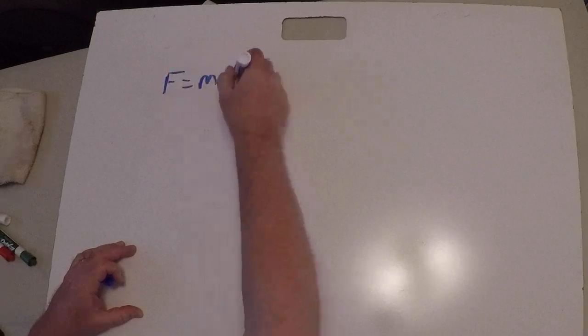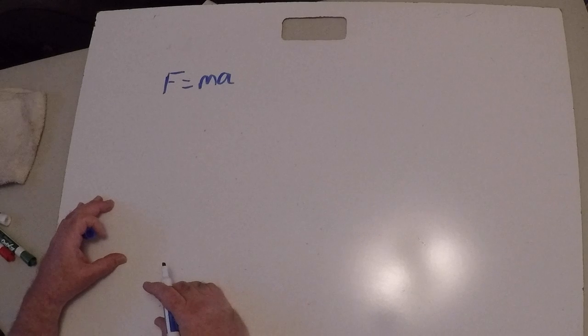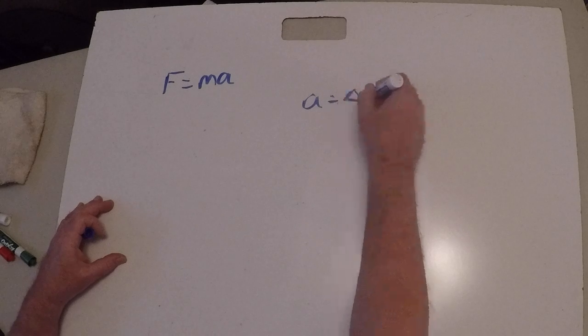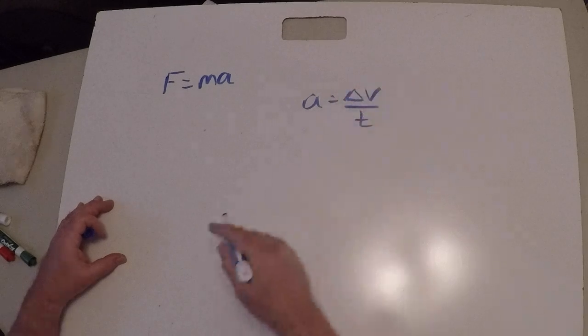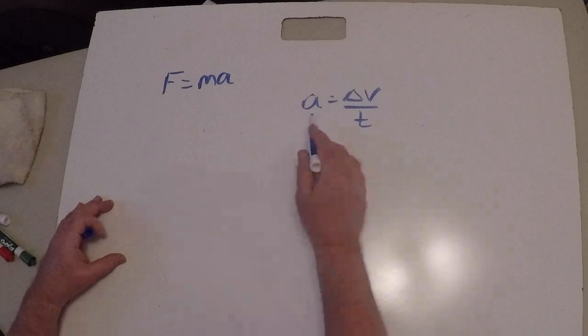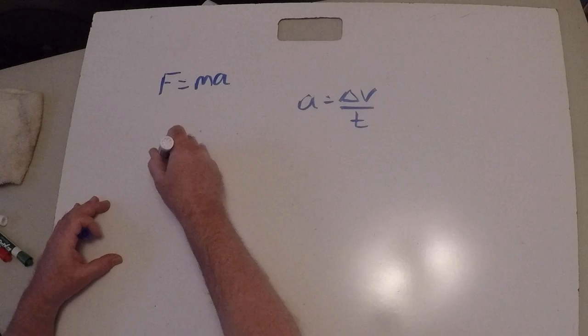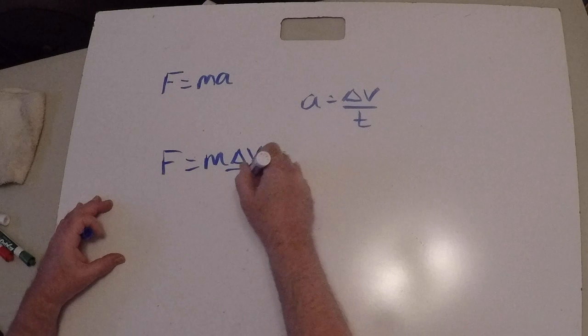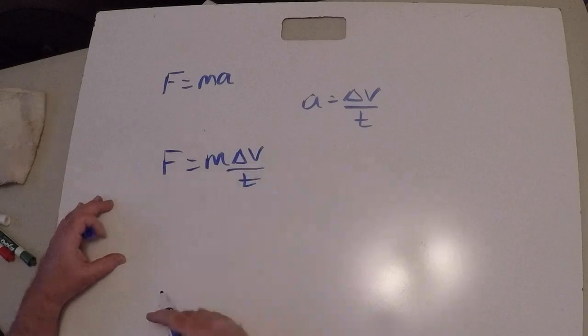F equals ma, which of course is Newton's second law. We covered that during Unit 5. Starting from that, we know that acceleration can be expressed as delta v, the change in velocity of some object, divided by the time it takes for that object to change its velocity. So if we substitute this in, we get F equals m times delta v divided by t. So this is a different way of expressing Newton's second law.